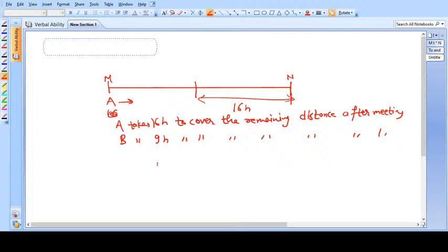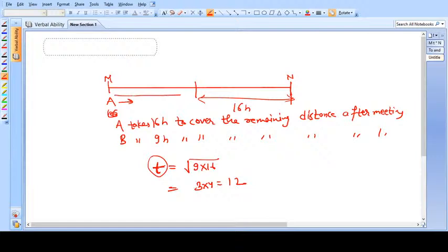So how will we find it? I have given you the formula, right? T is equal to the time taken in meeting. Time taken in meeting is equal to root of 9 into 16. So what will it be? 3 into 4 is equal to 12.